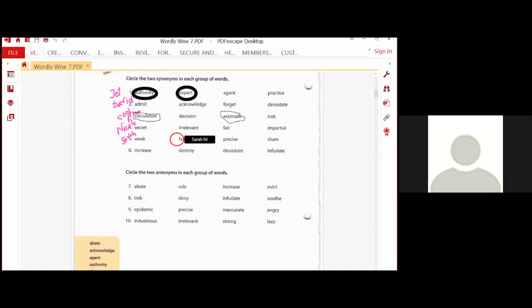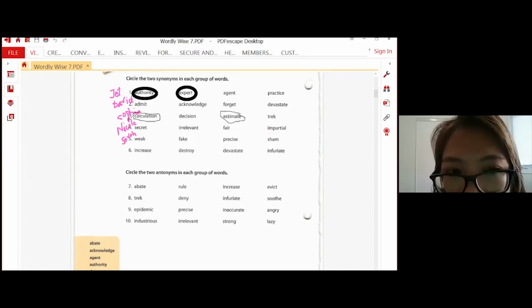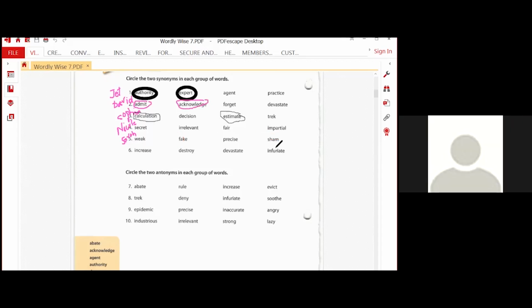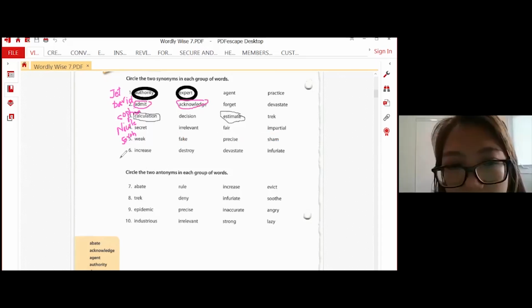The answers are admit and acknowledge. Who's telling me the answer? David, admit and acknowledge. Okay. Sophia. Nathan, can you do the last one? Sorry, I'm calling out the people who have been answering. If anybody wants to answer, just let me know. Just type it to me privately.